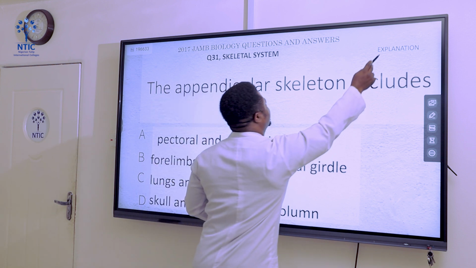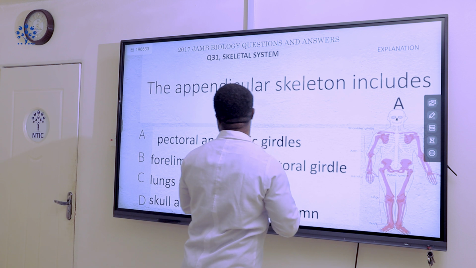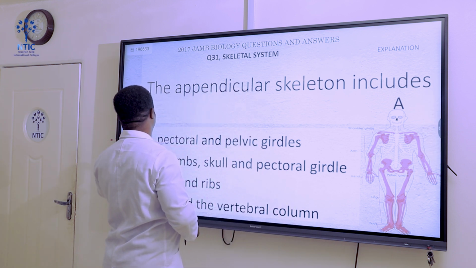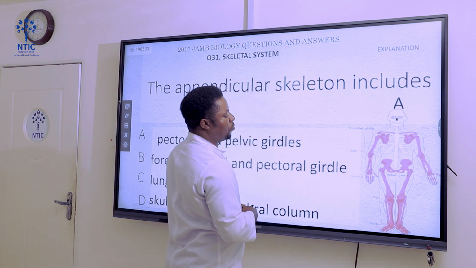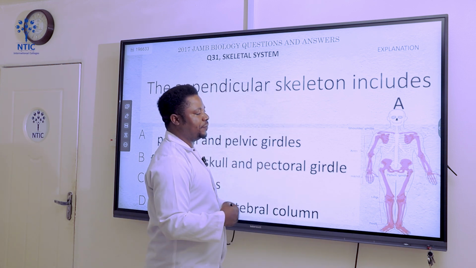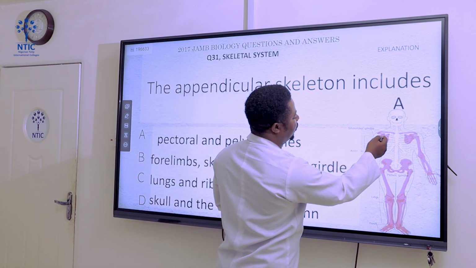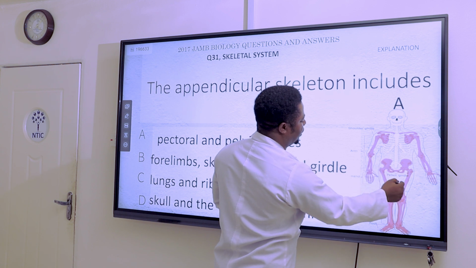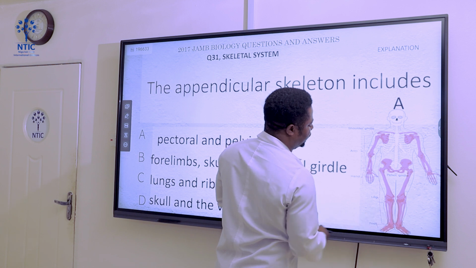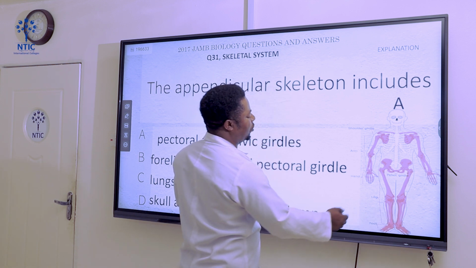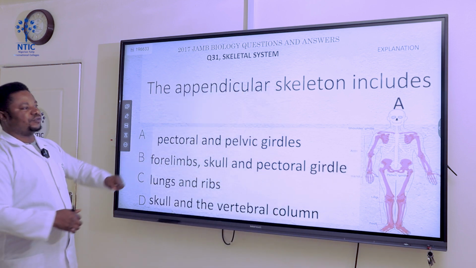I have an explanation for this. If you look at this diagram, you will see that the part that is marked with this brace is what consists of the appendicular skeleton. So you have the pectoral girdle, and you have the pelvic girdle, which consists of the femur, the tibia, the fibula, the tarsus. All these form the appendicular skeleton. Next question.